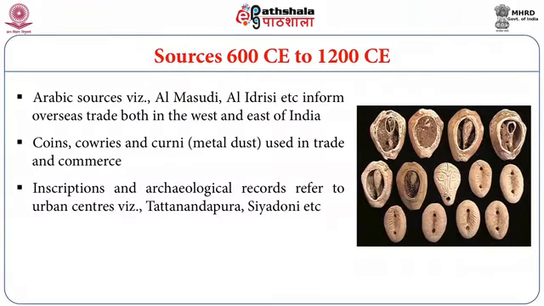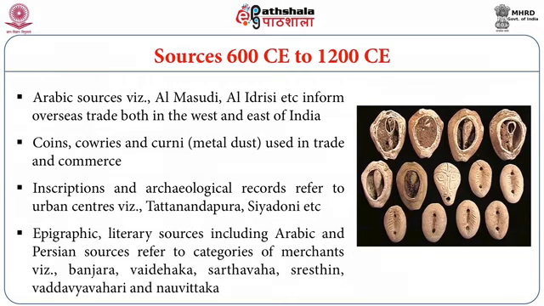Let us see. Inscriptions and archaeological records refer to urban centers, Tattanandapur, Siardoni, etc. And we get references to other urban centers also. Epigraphic literary sources, including Arabic and Persian sources, refer to categories of merchants, Vanjara, Boidehoko, Sarthabaho, Sreshthin, Baddhabhavahari, and Novittako.